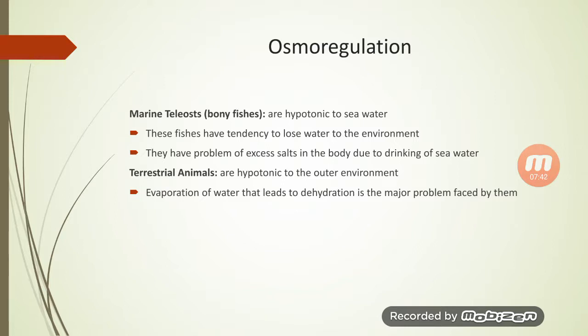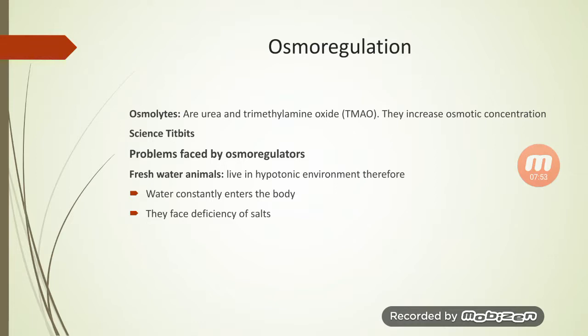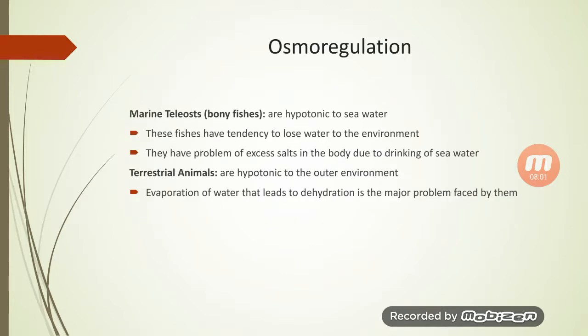Marine teleosts are the bony fishes. They are hypotonic to the sea water. Now the difference is that freshwater animals live in a hypotonic environment. On the other hand, the bony fishes are hypotonic to the sea water because the sea water contains a lot of salts and electrolytes. Now these fishes have the tendency to lose water to the environment.